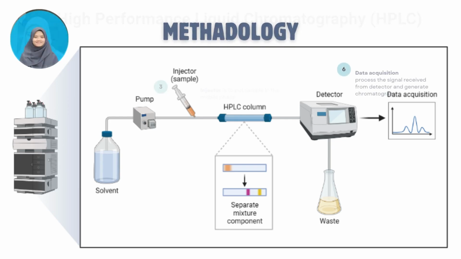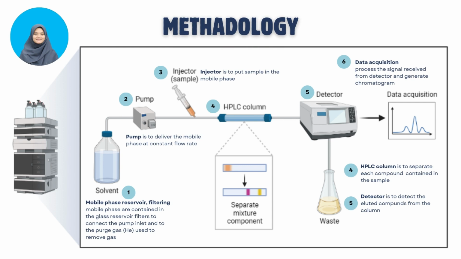Hi, my name is Nur Farahuda binti Mansur and I will explain the methodology of high-performance liquid chromatography, HPLC. HPLC consists of 6 components which are solvent reservoir, pump, injector, HPLC column, detector, and data acquisition. First, we have the solvent reservoir, also known as the mobile phase reservoir. Mobile phase is contained in the glass reservoir, filtered to connect the pump inlets, and degassed to remove gas. A glass reservoir holds the mobile phase ingredient.